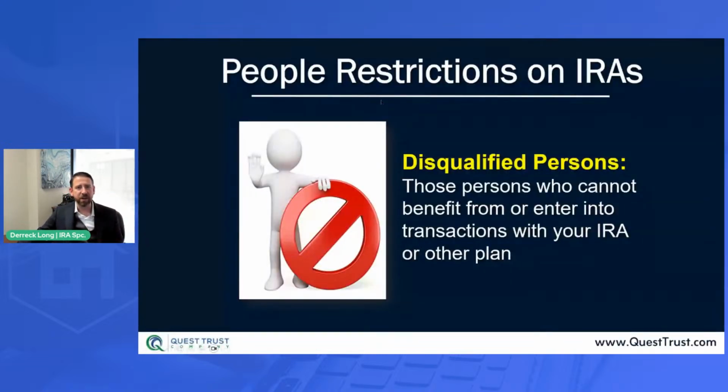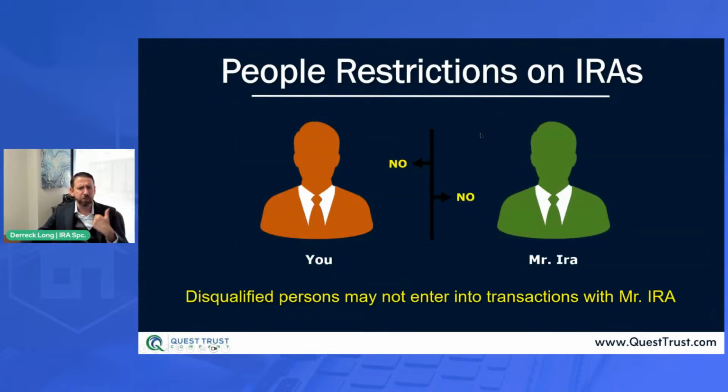Who is that? We call them disqualified people. The first person is me. I can't take an IRA and buy myself a house and go live in it. That's not an investment, guys. That's a homestead. I can't take my IRA and lend myself money. Guys, that's me benefiting from that IRA.